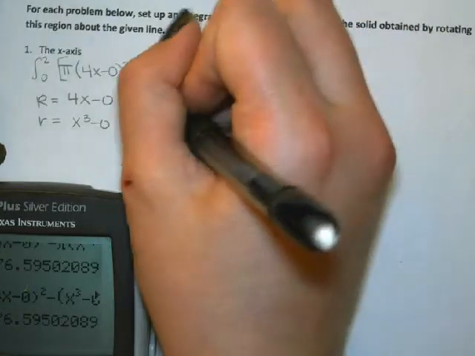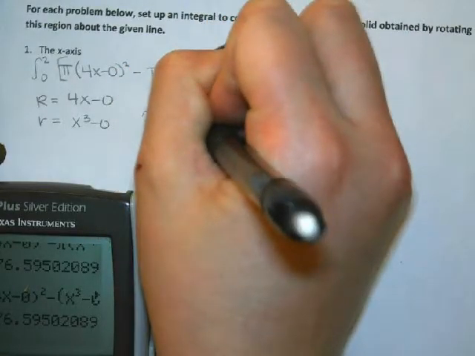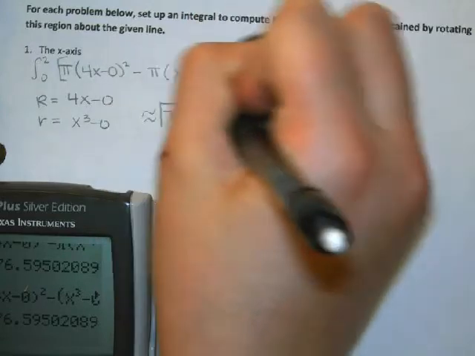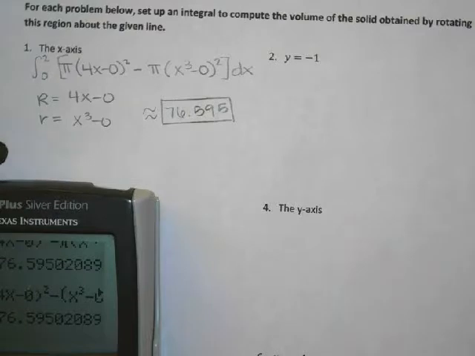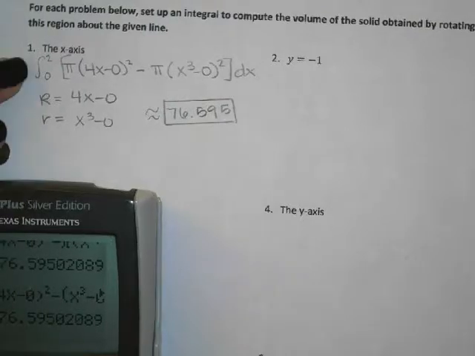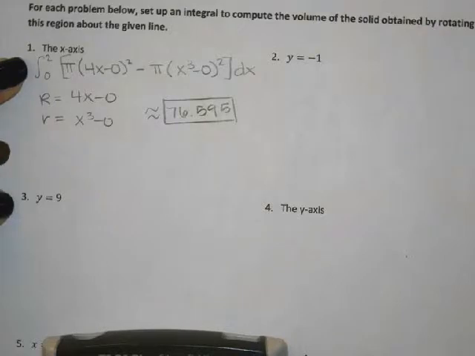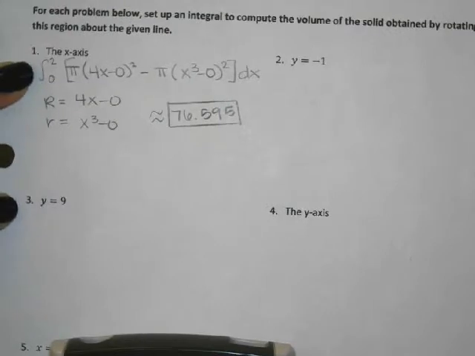Okay. So 76.595. Okay. All right, how do we feel about that problem? Is that relatively comfortable? Okay.